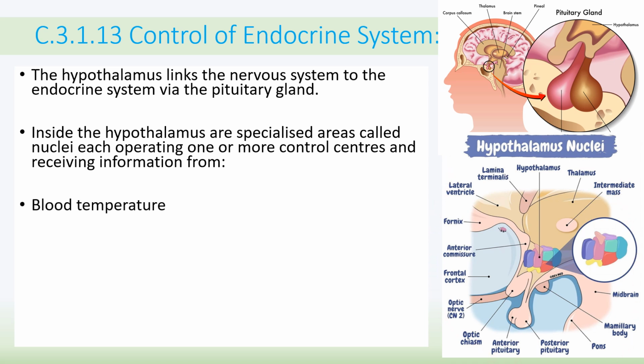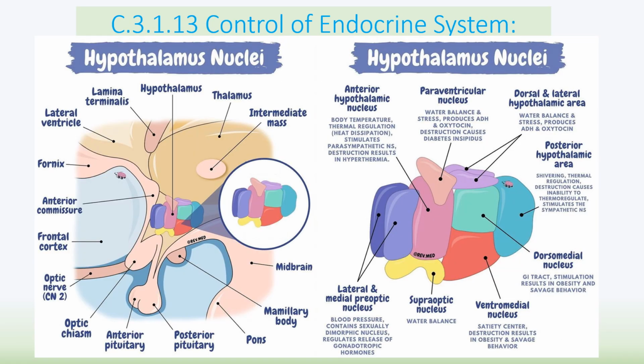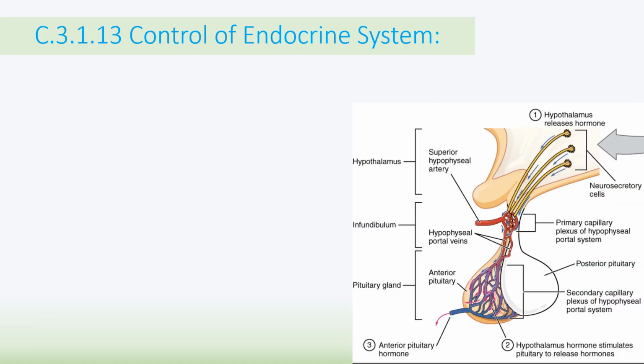And that might include areas that monitor blood temperature, glucose control, osmolarity of the blood, hormone concentration, sense organs, other parts of the brain. And here you can see a bit more detail if you want to pause and have a look at the different hypothalamus nuclei.